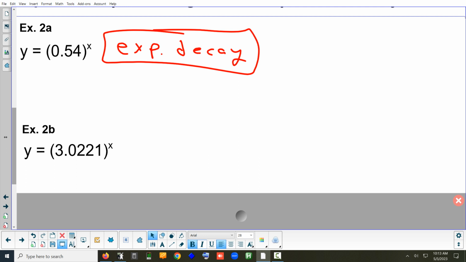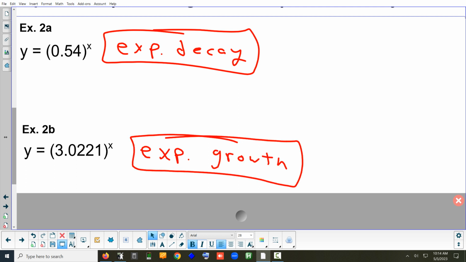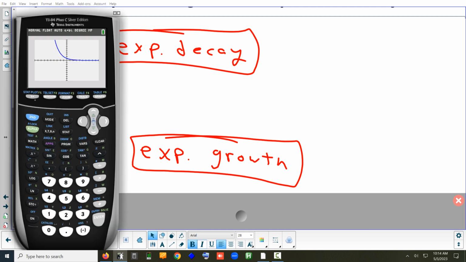Okay. How about that one? Y equals 3.0221 to the x. Is that exponential growth? Or is that decay? Yep. That's growth. And again, there's no reason you have to sketch it, but if you just want to see what that one would look like, 3.0221 raised to the x. This one is going to curve up as it goes to the right. Okay, see how it curves up? That's growth. Red is the growth, blue is the decay.